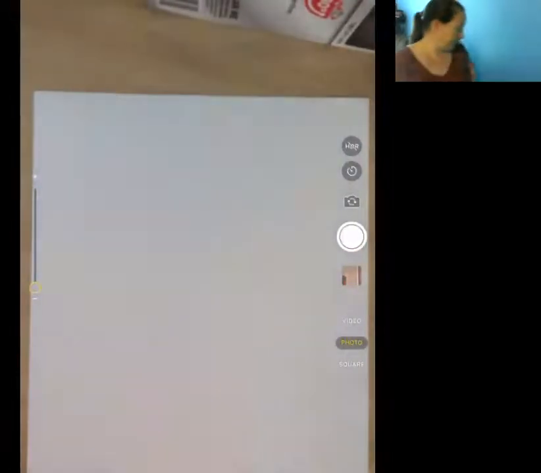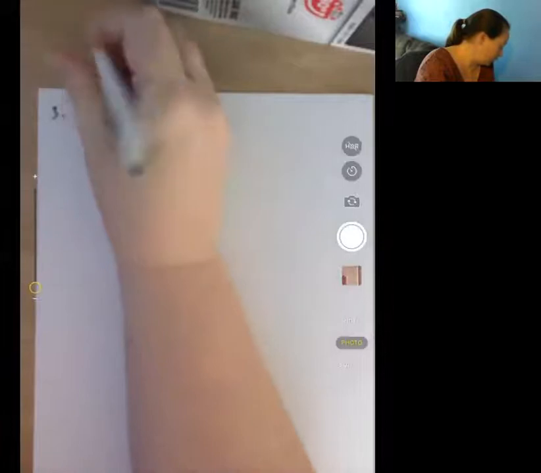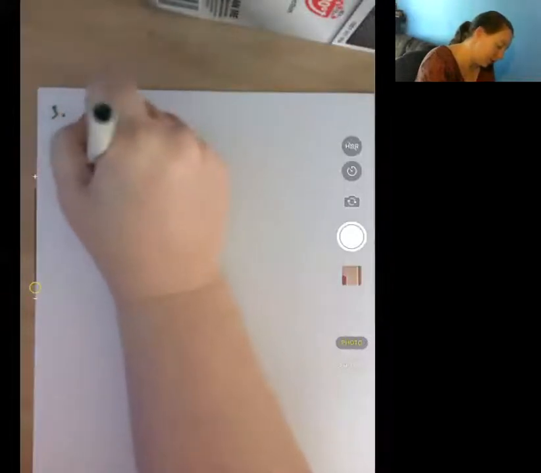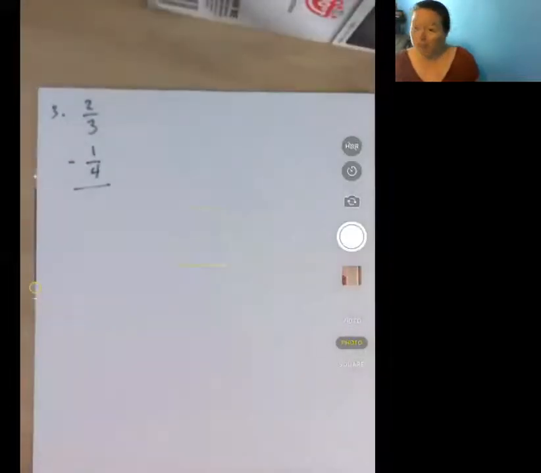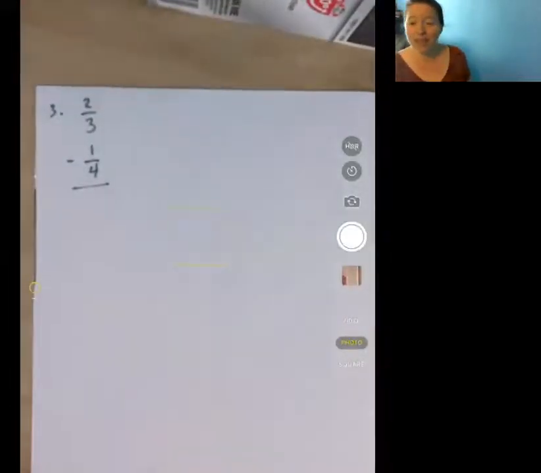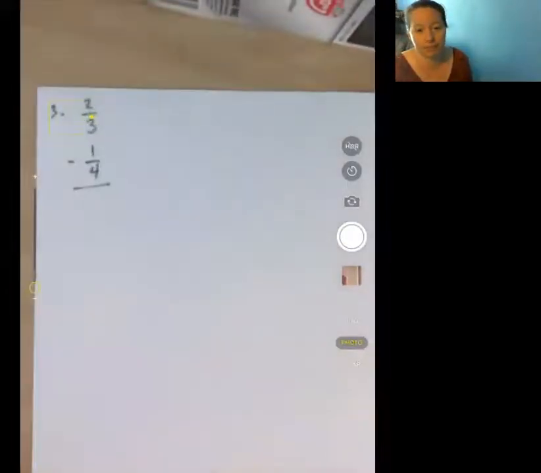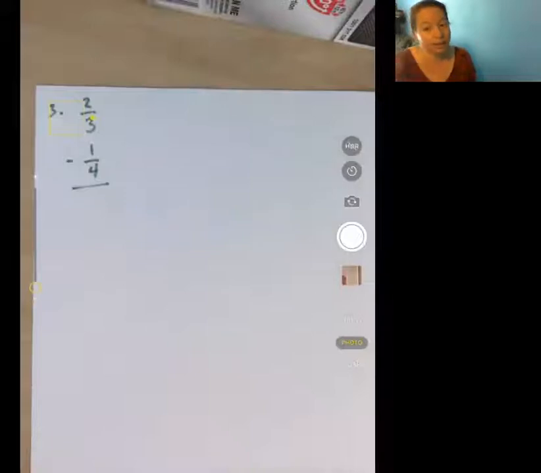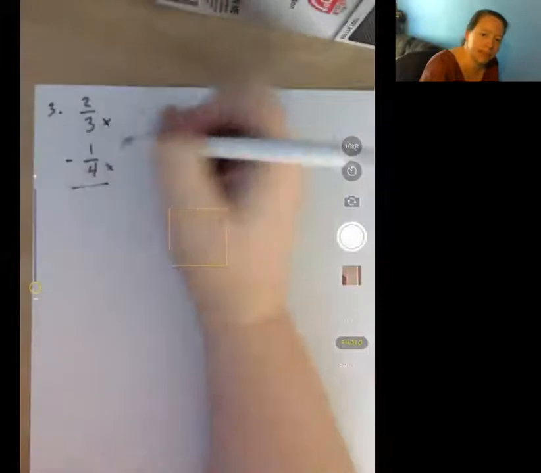Number 3. Hannah buys 2/3 of a pound of roast beef. She uses 1/4 of a pound to make her lunch. How much does she have left? So it's going to be a subtraction problem. I cannot subtract that. I have 2 different denominators. I have a 3 for a denominator and a 4 for a denominator. Can't subtract that. But I know I can get a common denominator by multiplying them by each other.